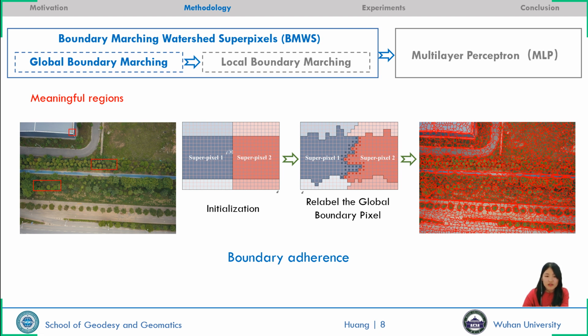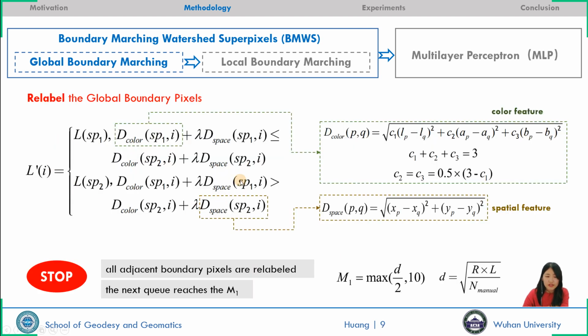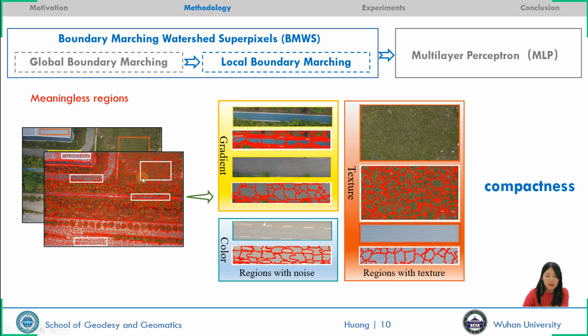In this step, the initial superpixel boundary is generated first, and then we relabel the global boundary pixels. Relabeling is related to color feature and spatial feature. First, all boundary pixels are marked according to the equation, where the color and the distance represent the color feature and the spatial feature. The process repeats until all boundary pixels are relabeled or stops when the next queue reaches the M1 queue.